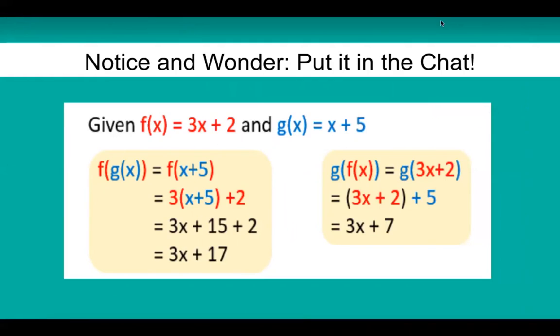I notice the beginning thing has two equations in one. I wonder how that's possible. I know, huh? It looks like two equations in one. How is that possible? How do you go from 3 parentheses x plus 5 plus 2 into 3x plus 15 plus 2? That's a great wonder.